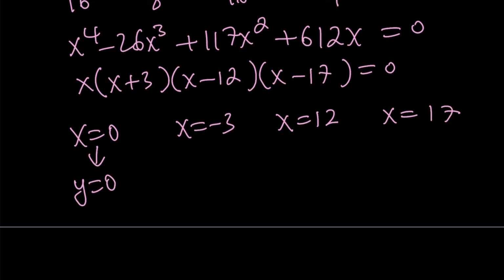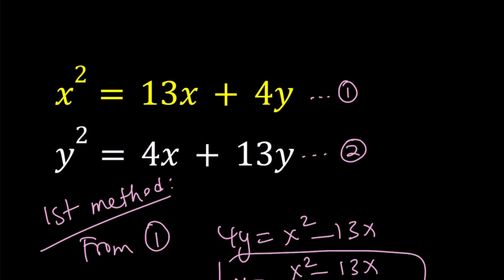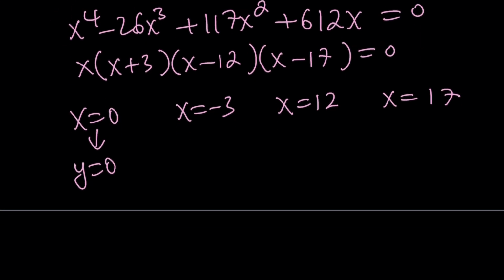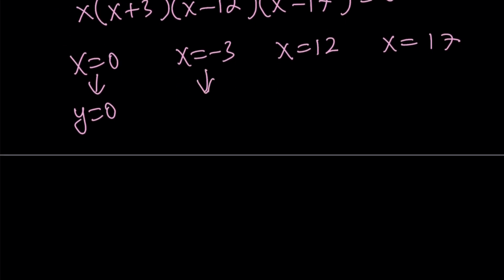Because if you pay attention to the original equations, you're going to notice that, right? (0, 0) is going to work. And then if x is equal to negative 3, y is going to become 12. And because of the symmetry, if x is 12, then y is going to be negative 3. Because x and y are completely interchangeable.